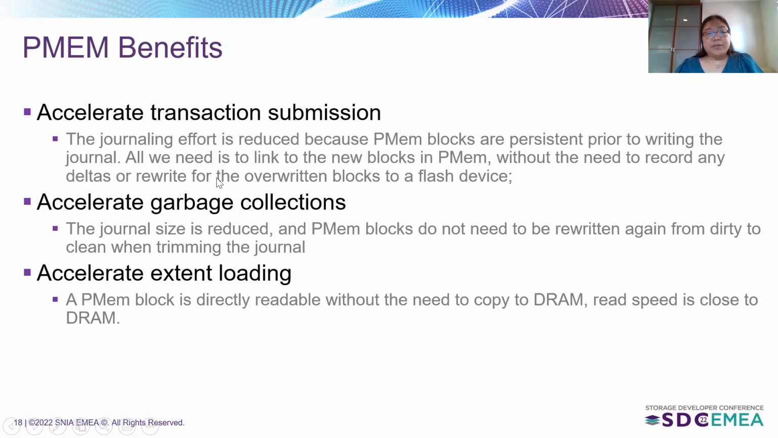So, PMEM benefits. When we use PMEM in Crimson, it can accelerate the transaction submission. The journal effort is reduced because PMEM blocks are persistent prior to writing to the journal. So all we need to do is link the new blocks by PMEM physical address, without the need to record any data or rewrite the overwritten blocks to the SSD. It can accelerate garbage collection. The journal size is reduced, and the PMEM blocks do not need to be rewritten again from dirty to clean when trimming the journal. It can accelerate extent loading. A PMEM block is directly readable without the need to copy to DRAM. So read speed is close to DRAM.